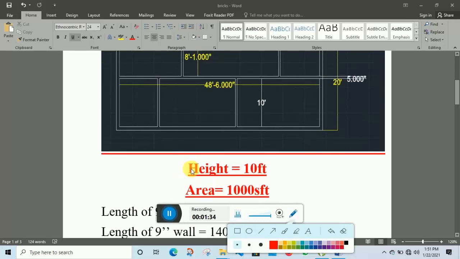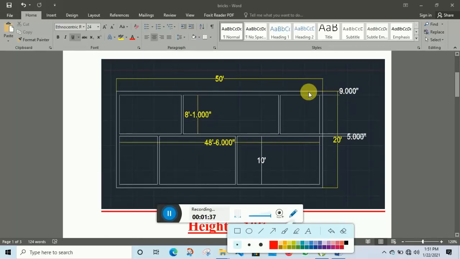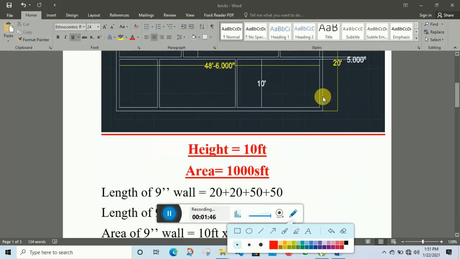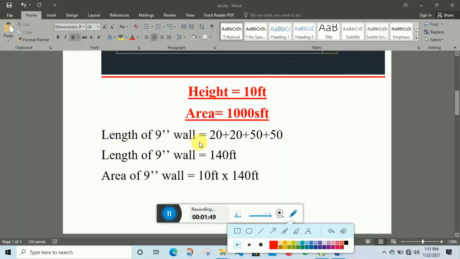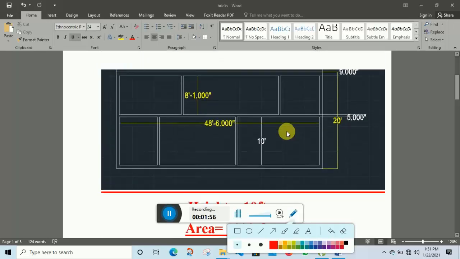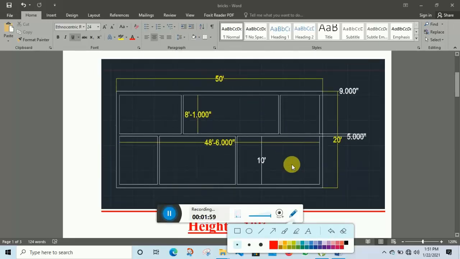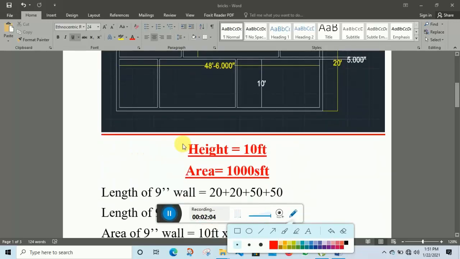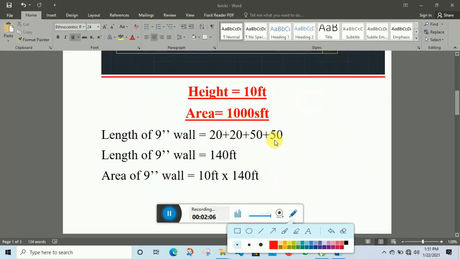First of all I have to find the overall length of the 9-inch wall and the 5-inch wall. So first I find the overall length of the 9-inch wall. The length of the 9-inch wall is 20 plus 20 plus 50 plus 50. These dimensions are all given in feet. This is 50, this is also 50, the right side is 20 feet and the left side is also 20 feet. When I add all these, I get 140 feet length.